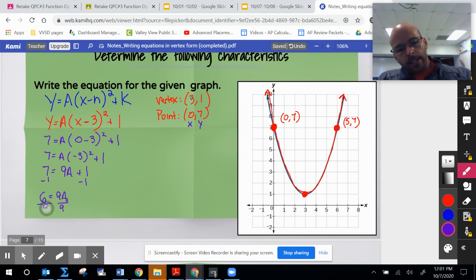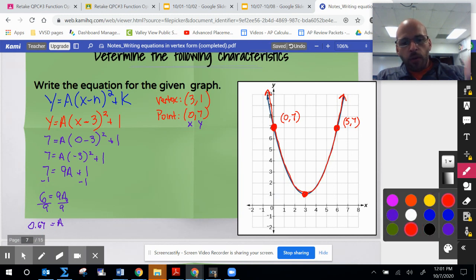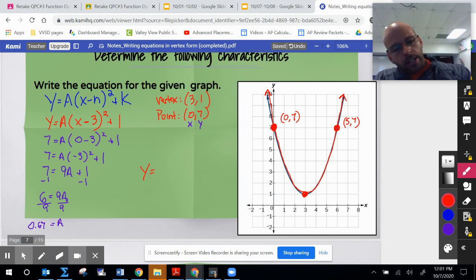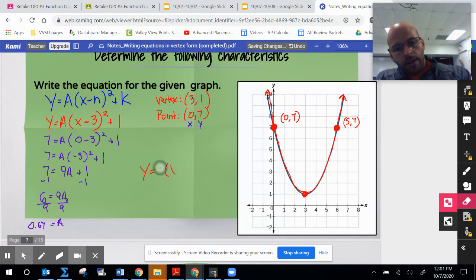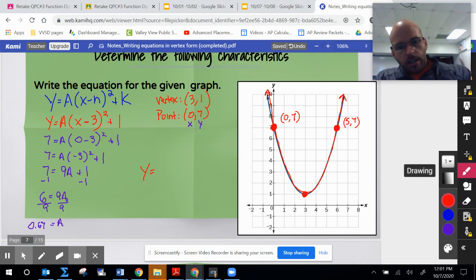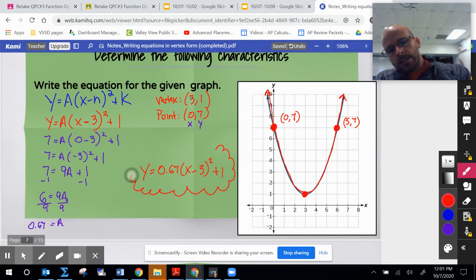And if you divide by 9, now I have my calculator here. If you do 6 divided by 9, you get 0.6 repeating, which I'm just going to write as 0.67. So the equation for my vertex is y equals a. Oh, I don't want to write a, right? What is our a value that we just found? So y equals, the a value is 0.67, x minus my vertex, which was 3, squared plus 1. And that is the equation for my quadratic.